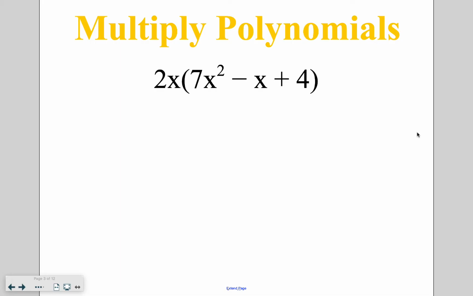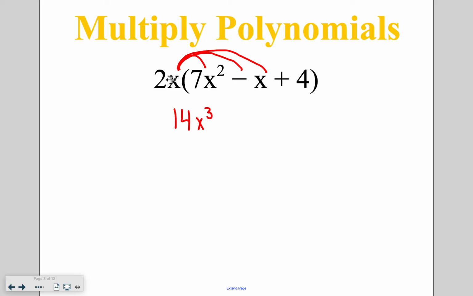This is essentially taking the rules of exponent multiplication that we had and applying the distributive property to it. So we're going to take this 2x and we're going to distribute it to all three of the terms in this trinomial. So I have 2 times 7, which is 14. Then using my rules of exponent multiplication, I'm going to take x to the first and x to the second and add those exponents to get x to the third.